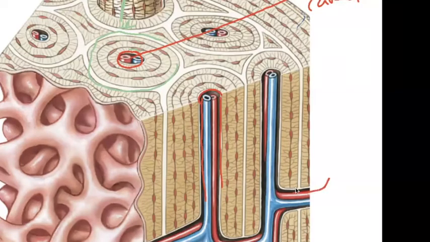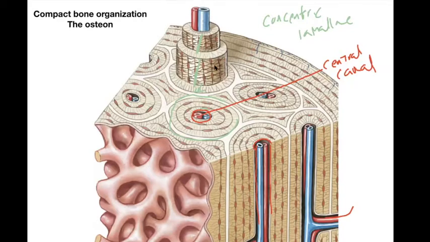They come in through what's called the perforating canals, going perpendicular to the longitudinal side of the bone, and then those blood vessels are running up and down, right? So you've got these blood vessels running through the central canal in the middle of the osteon. So these are the osteons. These are considered the functional unit.